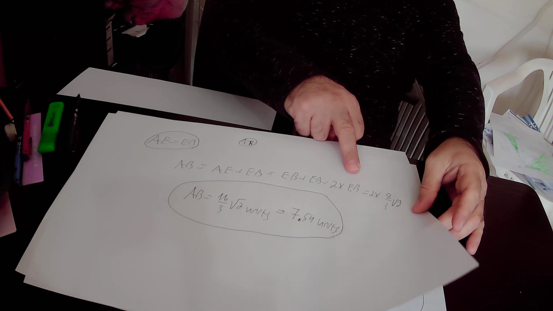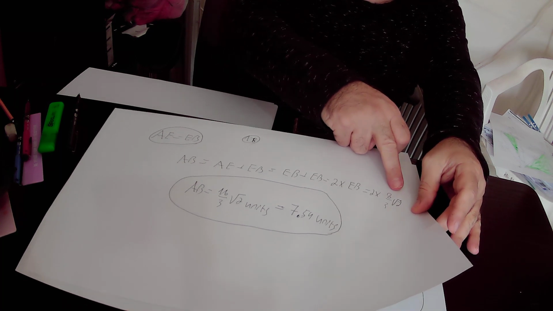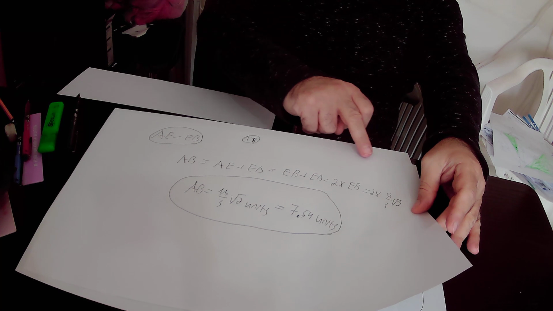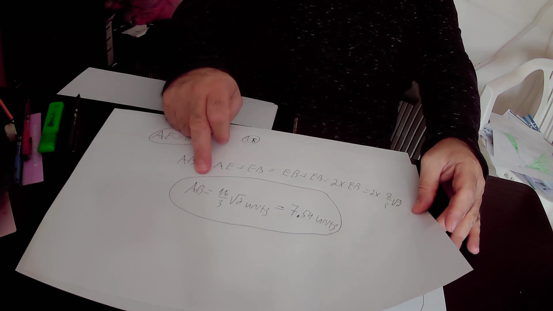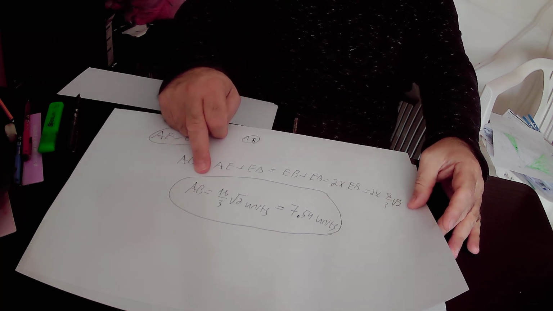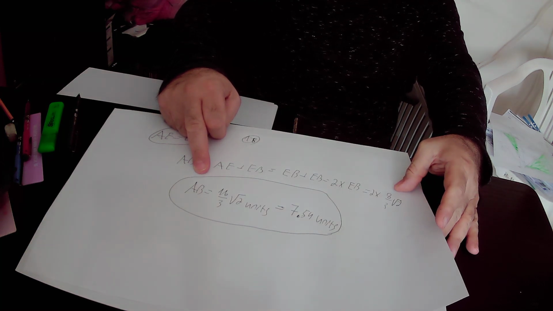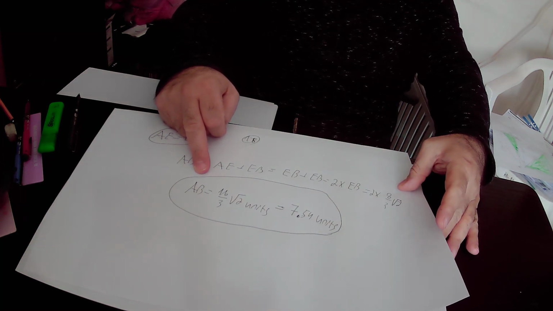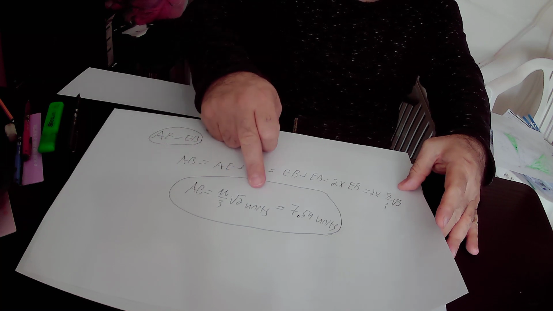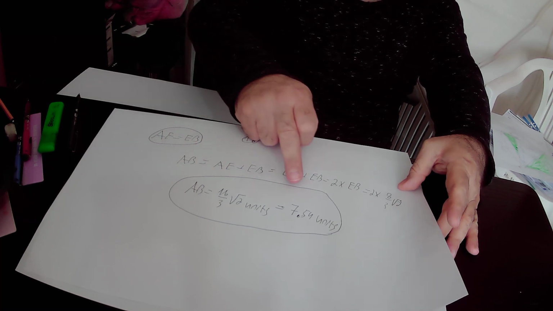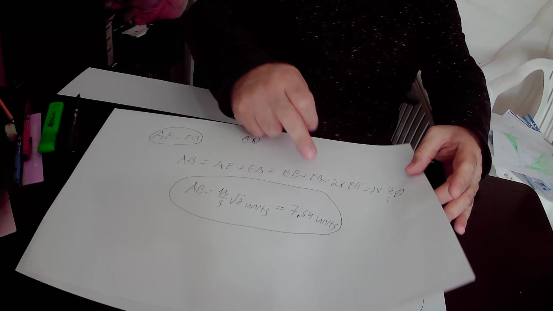But we have already found out that EB equals 8 over 3 times the square root of 2 units. So in total we got that AB equals 2 times 8 over 3 times the square root of 2. 2 times 8 is 16. And in total we got that AB equals 16 over 3 times the square root of 2 units. Or in terms of numbers, AB equals 7.54 units.